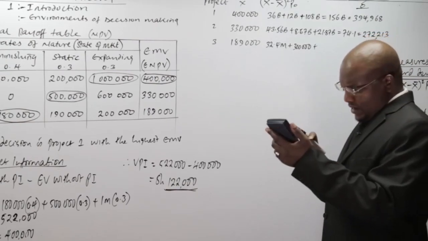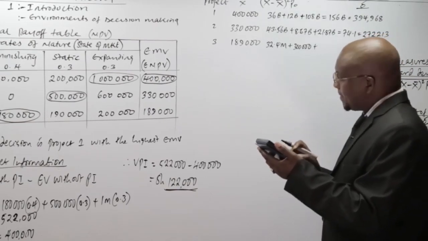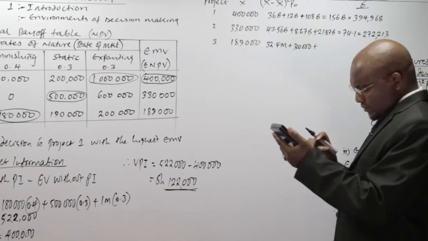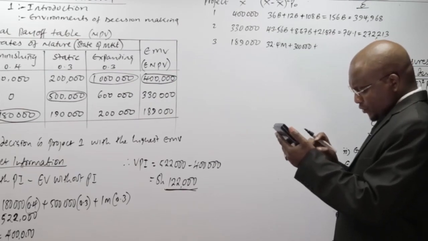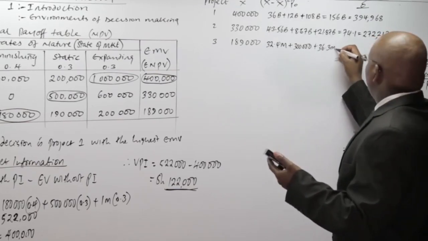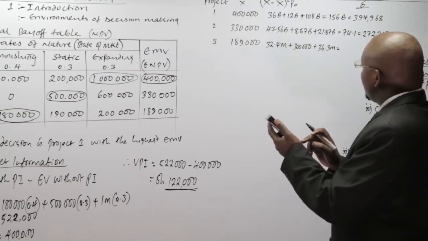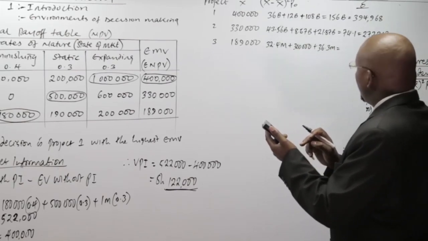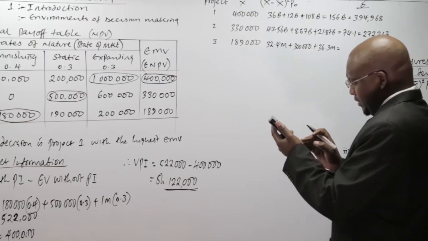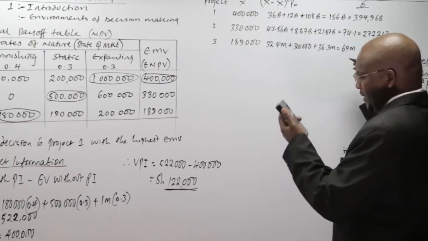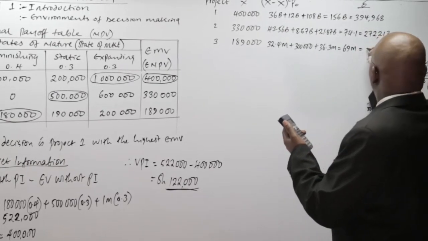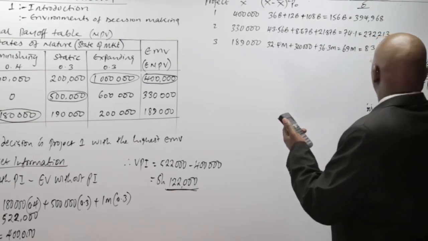And the other one is 200 minus 189,000, which is 11,000, square it times 0.3. This is giving us 36.3 million. So together, when you add, this is 300 plus 32,400. This will give us 69 million. The square root of it is giving us 8307.